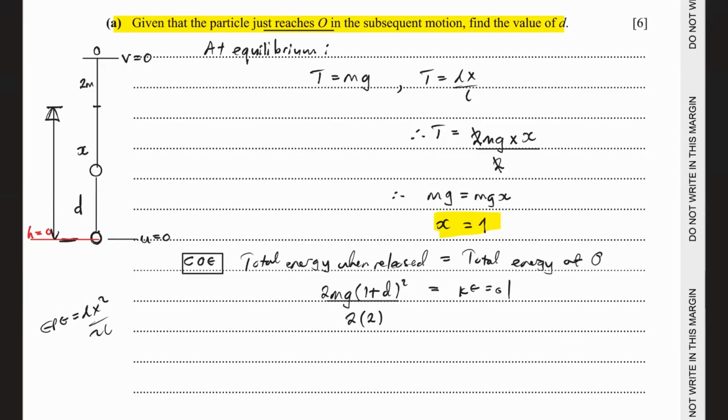Then the gravitational potential energy we can calculate, which will be mg of this whole height, and this height is 2 plus x plus d. Now x is 1, so it's 2 plus 1 plus d, which is 3 plus d. Then the elastic potential energy will be 0. All right, so this is all we'll be having.